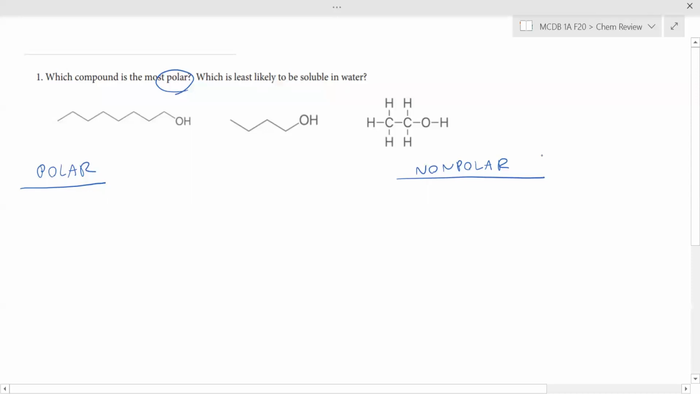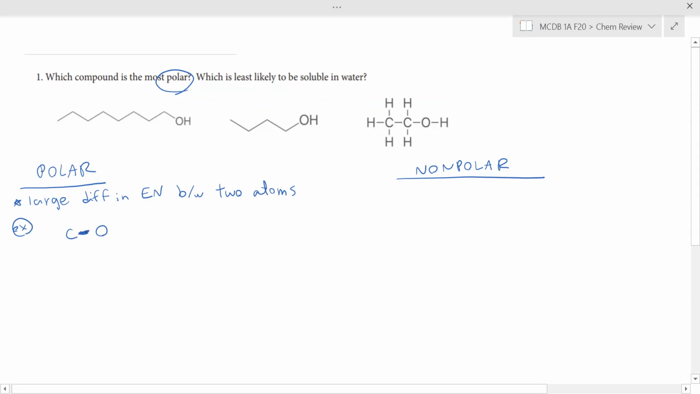So a straight up definition for polar would be there's a large difference in electronegativity between two atoms in a bond. Right, so the example we're going to say, let's talk about the carbon-oxygen bond. Think about this bond, right?